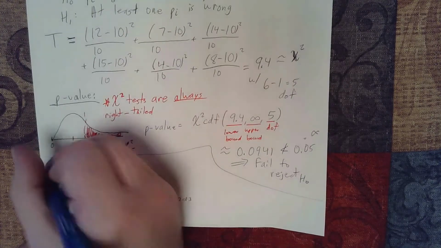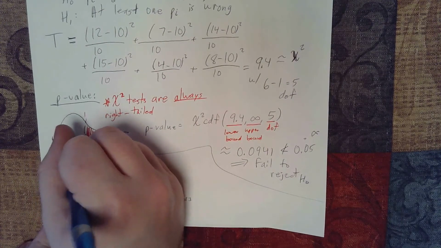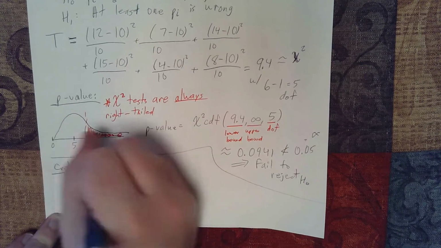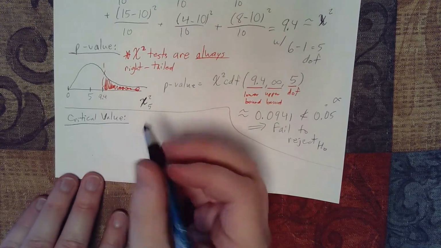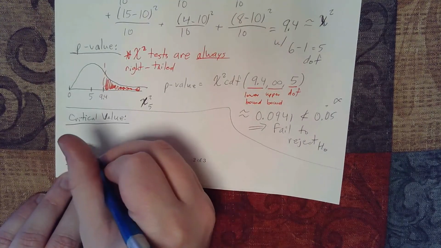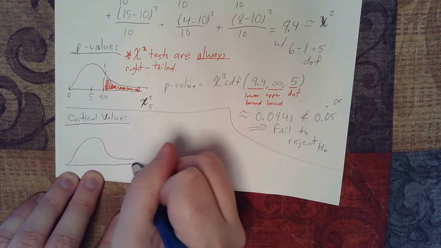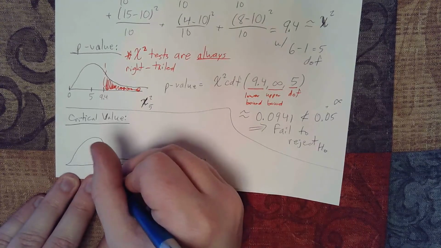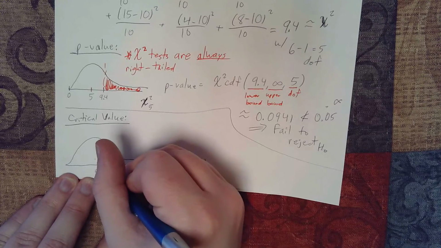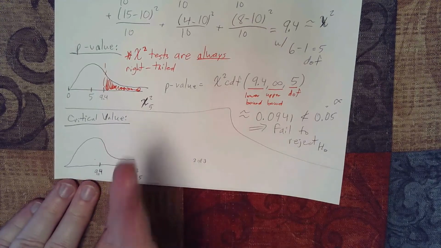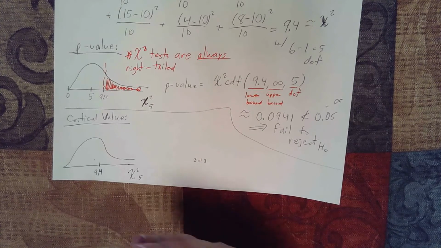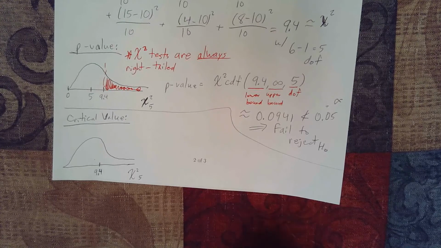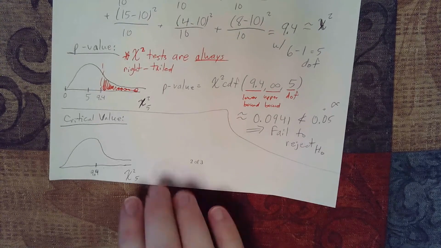We also can go ahead and use the critical value method. The idea with the critical value method is we have our distribution that we're looking at for chi-squared with 5 degrees of freedom, and what we want to know is where our 9.4 falls in relation to that value. If it falls, in this case, to the right, then there would be enough evidence to reject. Now we know that we're not going to because the p-value method already told us. So how do we find this chi-squared critical value?